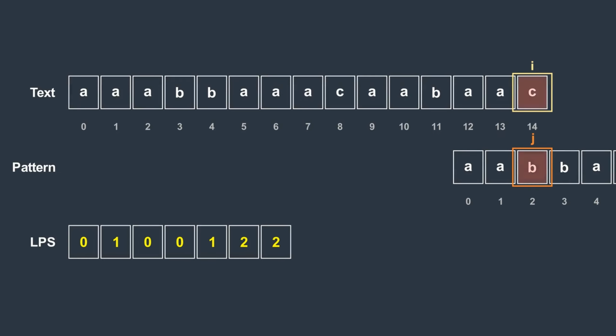The algorithm finishes. The Knuth-Morris-Pratt algorithm is fast because the LPS tells us how far to jump in the pattern on a mismatch, so we never recheck characters in the text. This is how the Knuth-Morris-Pratt algorithm works.